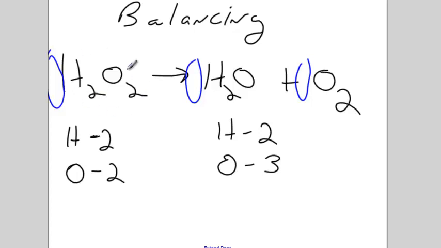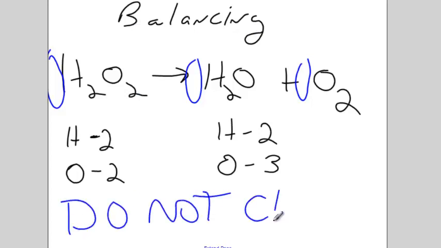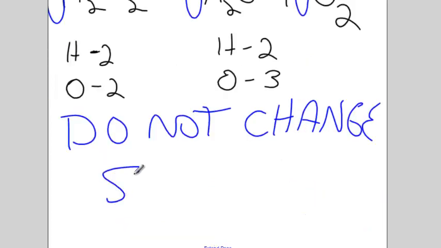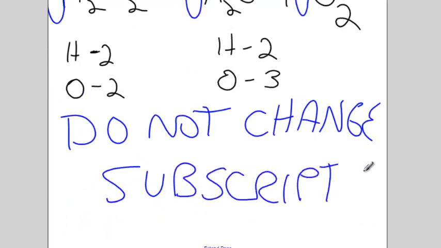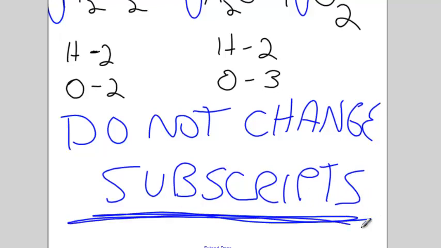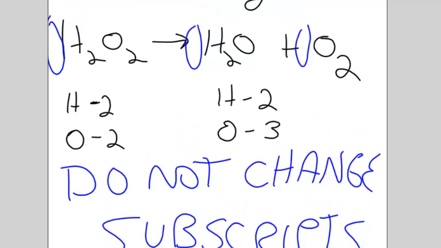I laboriously remembered that hydrogen peroxide is this. I cannot change these subscripts. So when you are balancing, do not change subscripts. Don't do it. Remember what I said. Formulas are formulas, whether they're part of a chemical equation or not. So, how do we do it? Well, let's see.